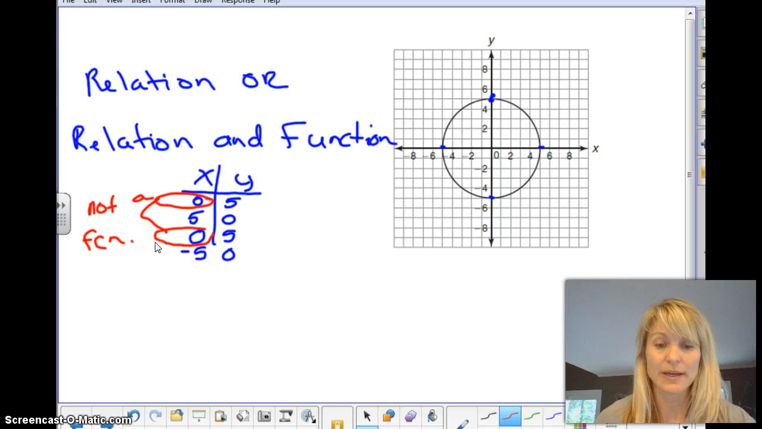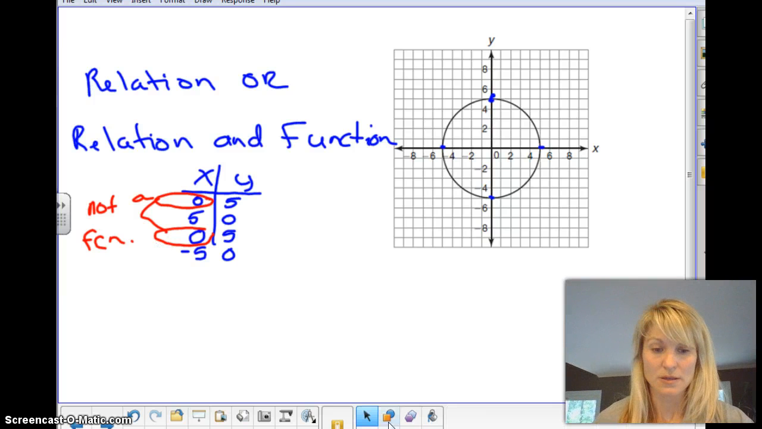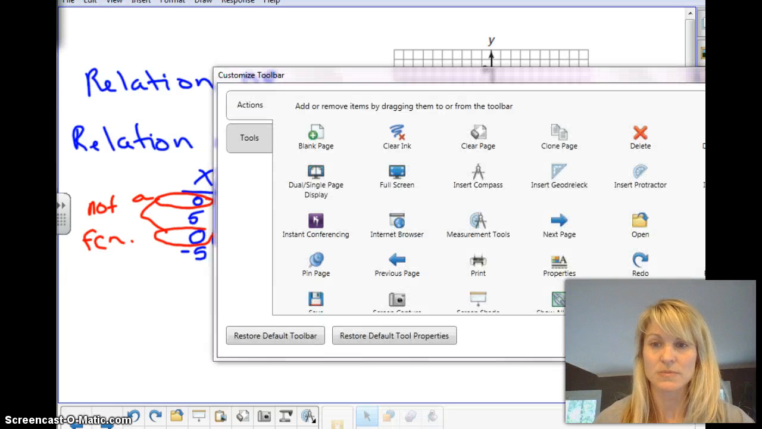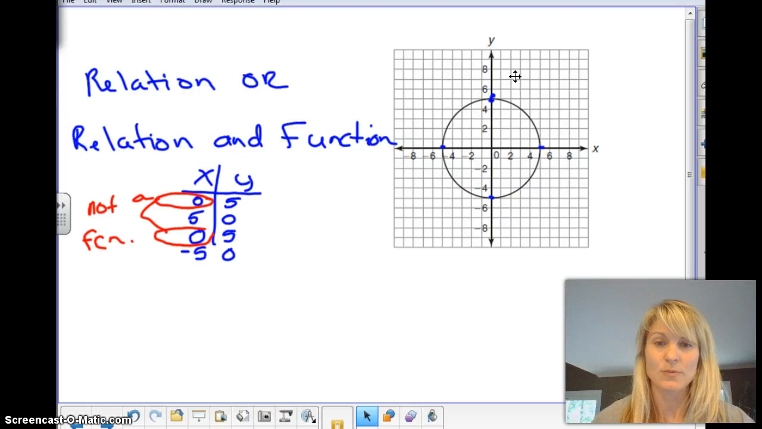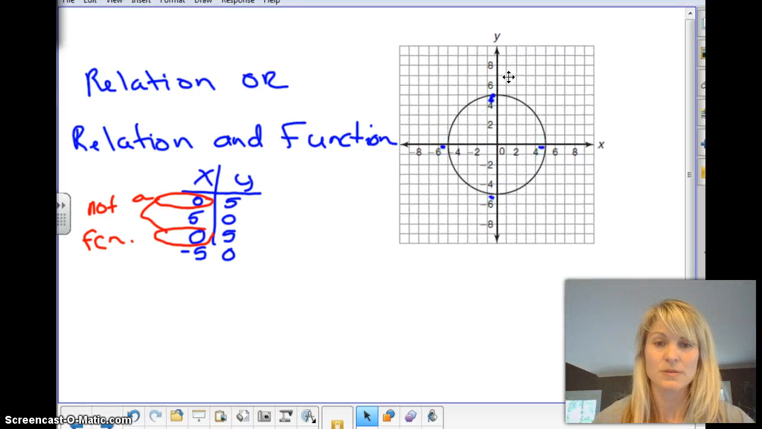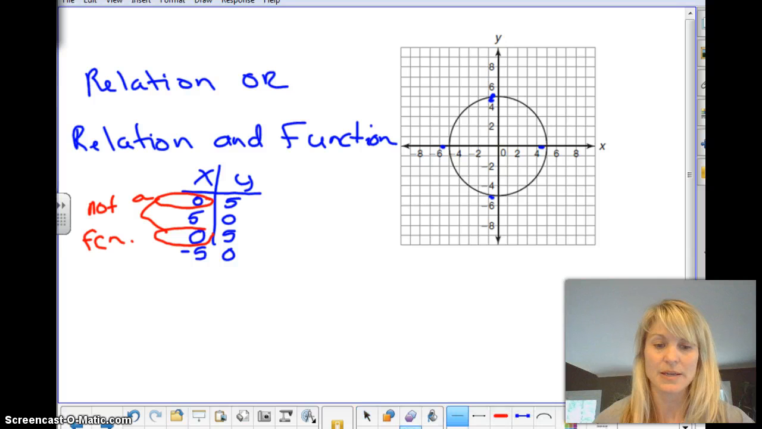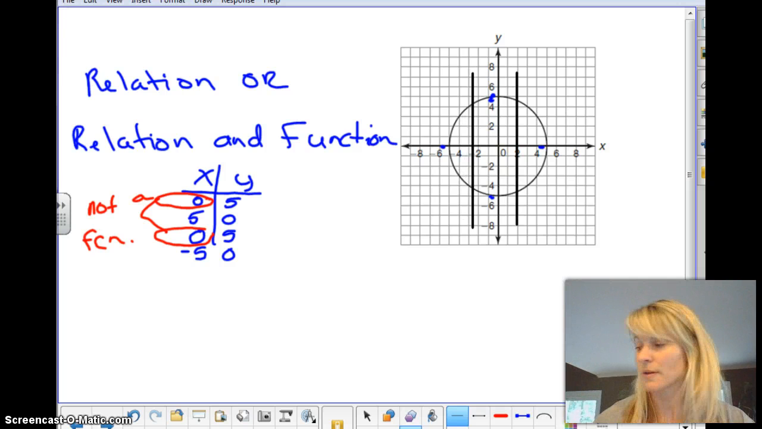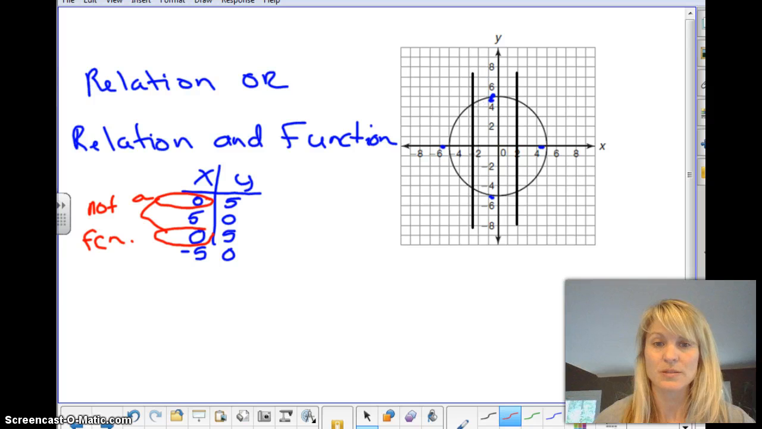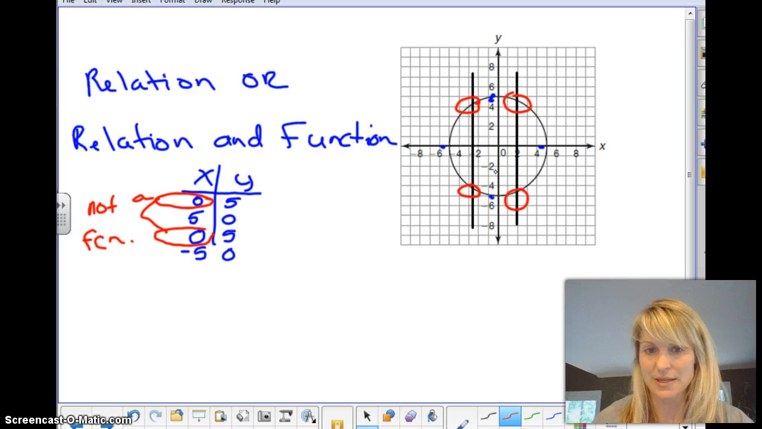And if we want to do our vertical line test, we could come down here and draw a line through here, or really anywhere. You can see it passes through in more than one spot, right? So the x is the same here and here, and the x is the same here and here. If it makes a vertical line, x's have to repeat.